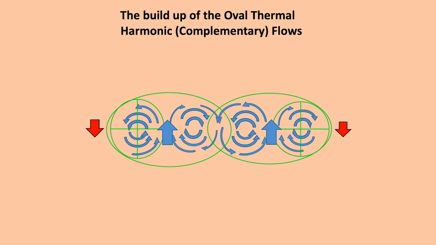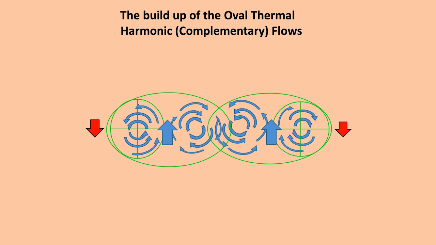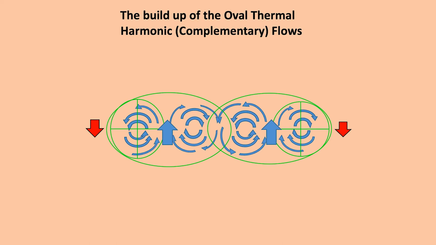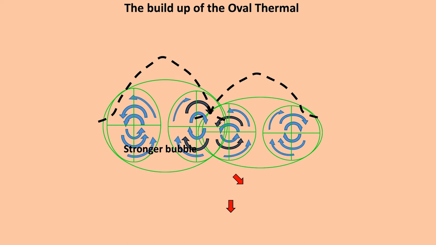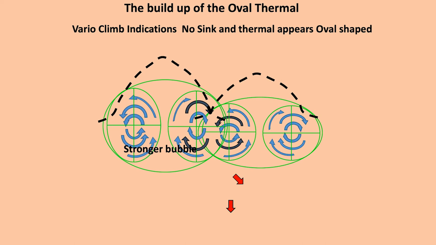The oval-shaped thermal, then, is the harmonic of complementary flows. And we can see these two cells together are minding their own business, with the two vortices and the rotation of the vortices not interfering with each other. If we get a stronger bubble, again, that will go through. And when we fly in our glider, when we intercept a weak thermal to a strong thermal, we get indications of no sinking between the two cells, and the thermal appears oval-shaped.